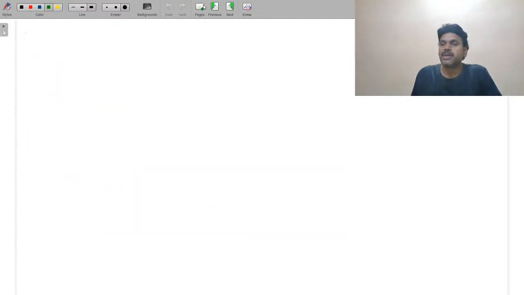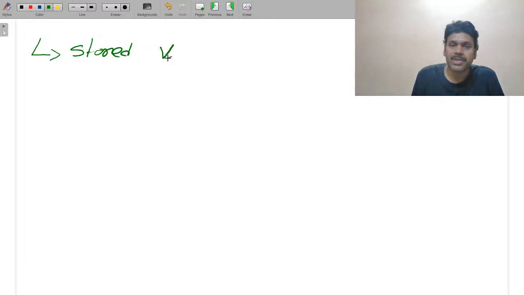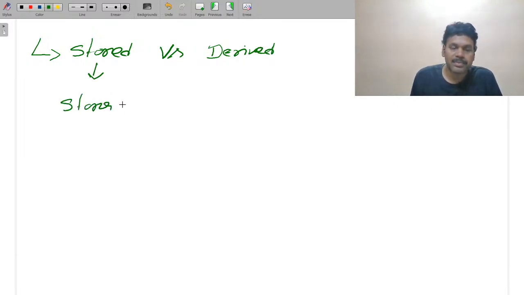And the next variety of attribute is stored versus derived. So if you look at this approach, what is stored? It stores the value, versus what is derived.